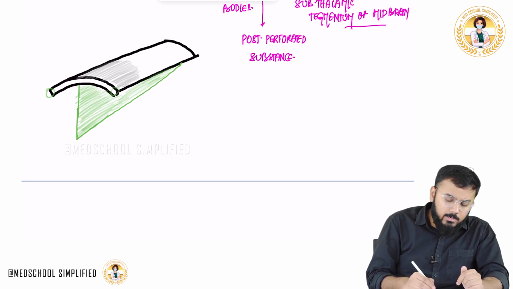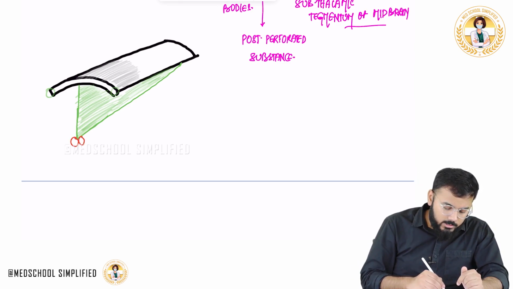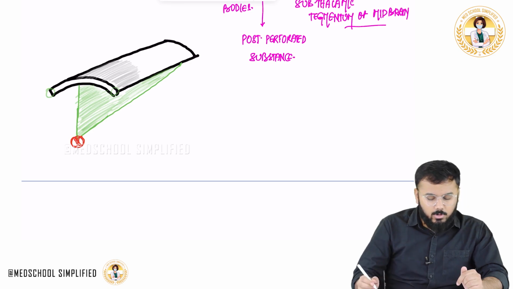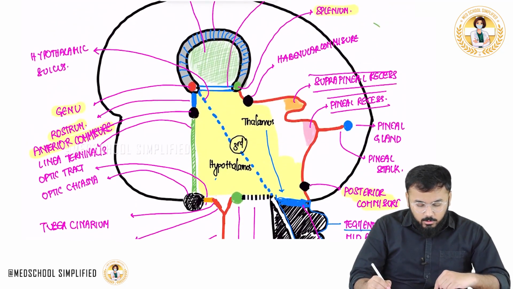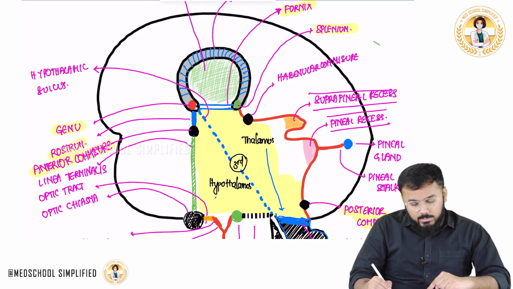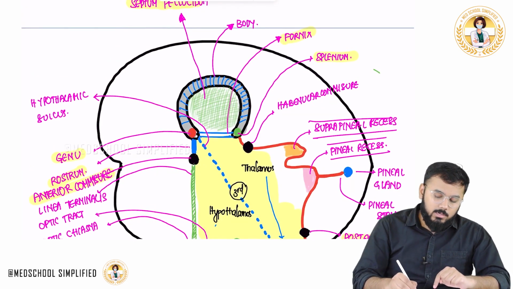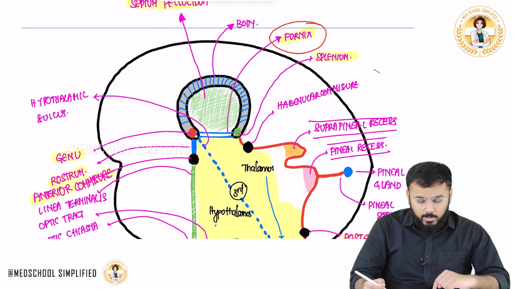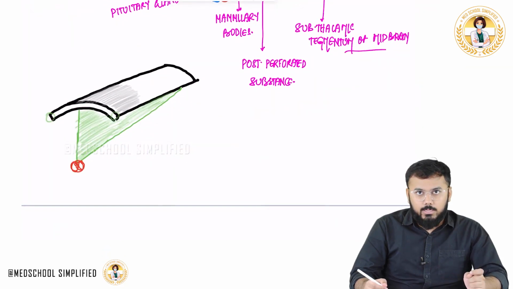And below the septum pellucidum you have got bodies. These bodies are called fornix. This is called fornix. You see here also septum pellucidum. Below the septum pellucidum, this band is called what? This band is called fornix. Okay, this band is called fornix. Right.